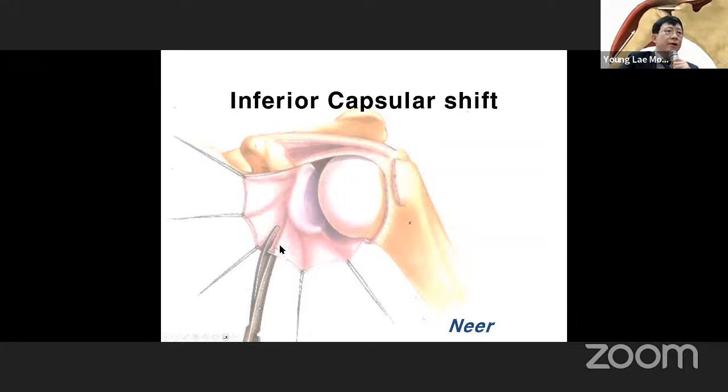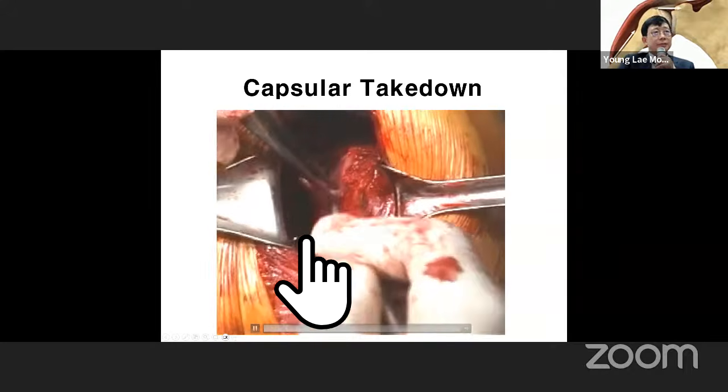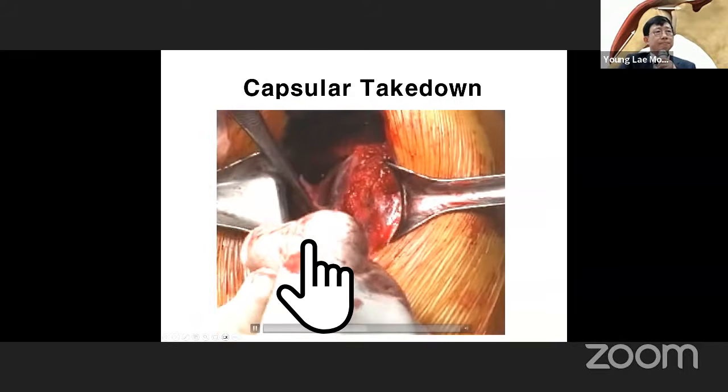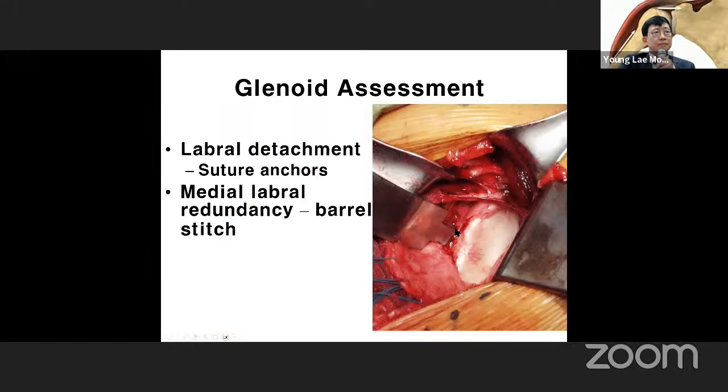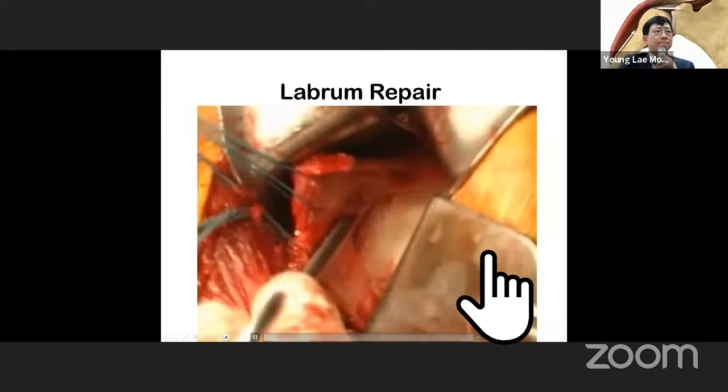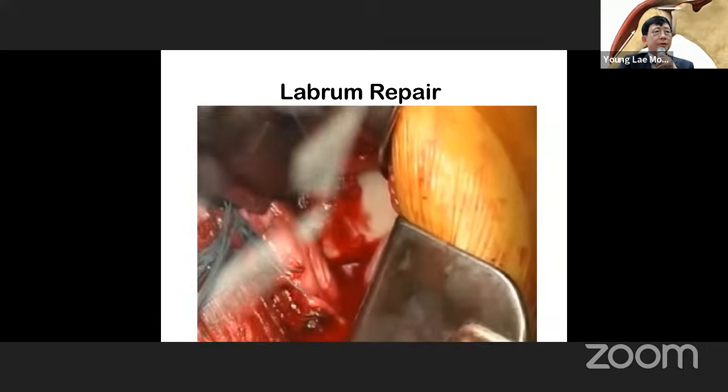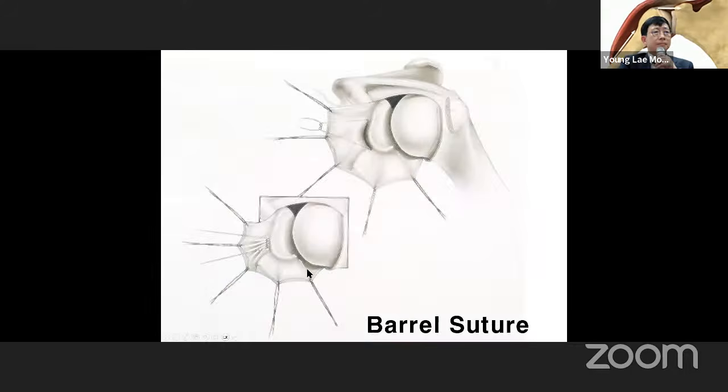During open repair, I apply the capsular shift surgery in between the middle glenohumeral ligament and the inferior glenohumeral ligament. So open the capsule and watch the bone defect, repairing with the anchor, the labrum repair, and shrinking the tissue with so-called better suture.